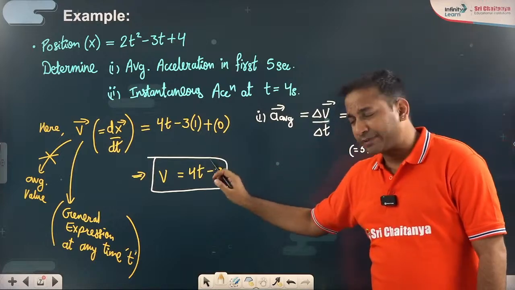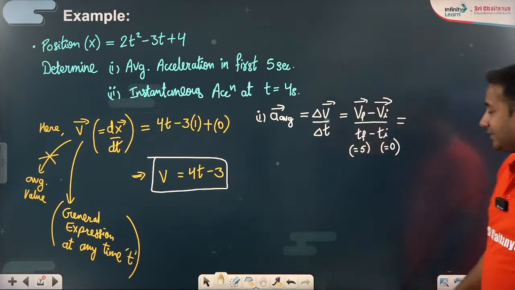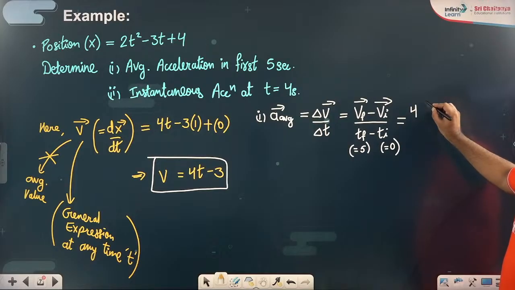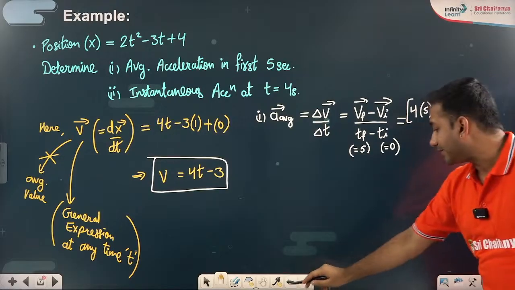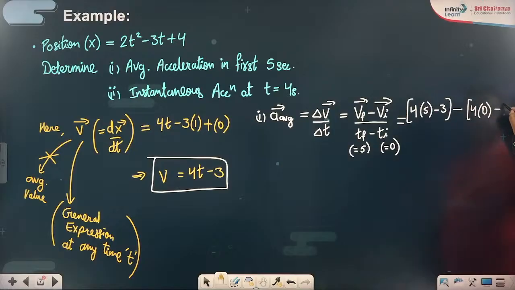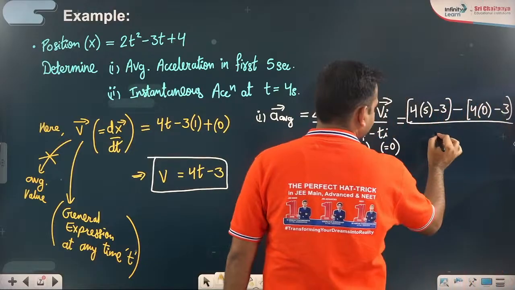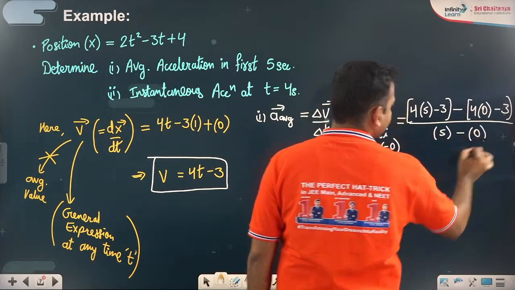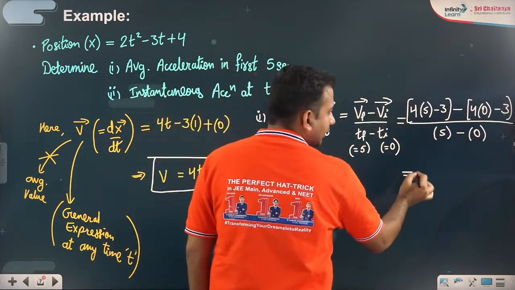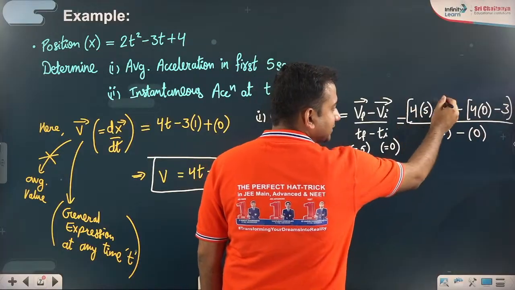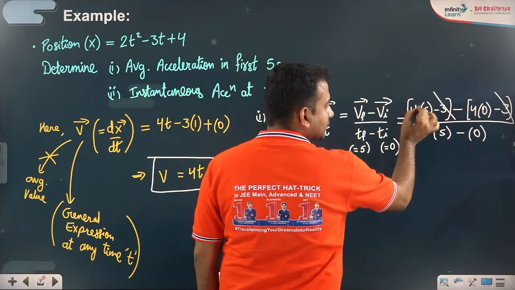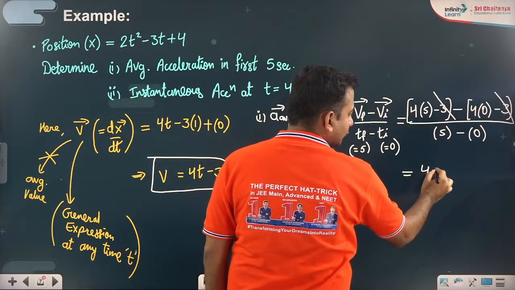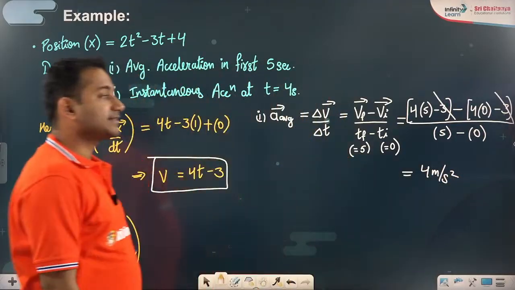So in the expression of velocity, put the value of t as 5. So 4 into 5 minus 3 minus 4 into 0 minus 3, divided by 5 minus 0. If you see that carefully, I'll just expand it. You can see this 3 and 3 being constant will anyways cancel out. 4 into 0 is 0. That's 4 into 5 by 5. So it is 4 meter per second square. That is the average value.